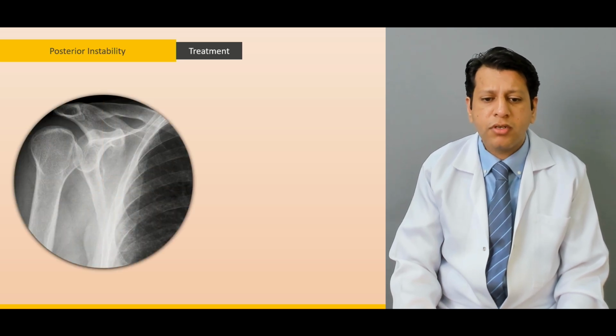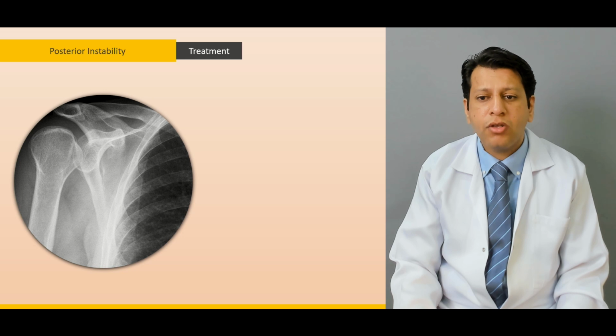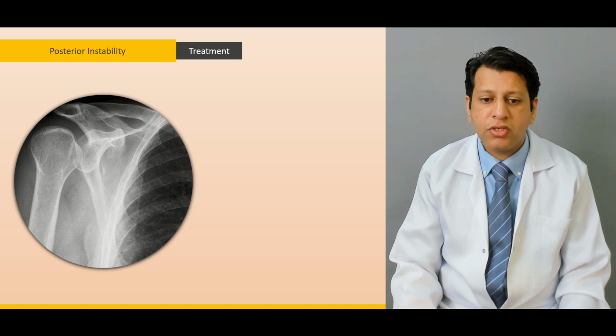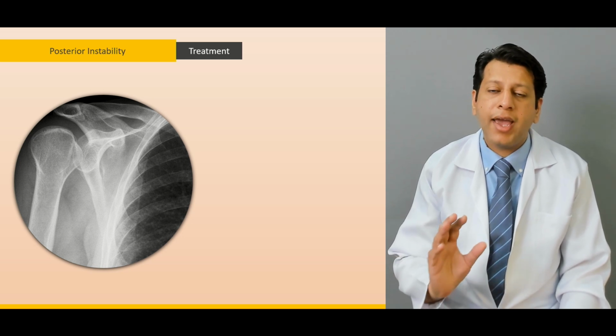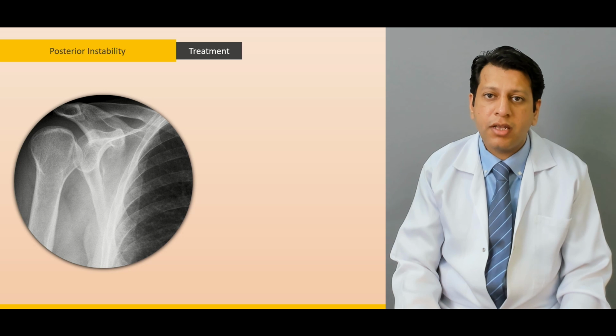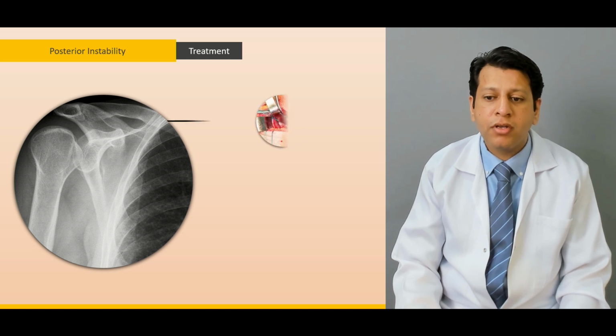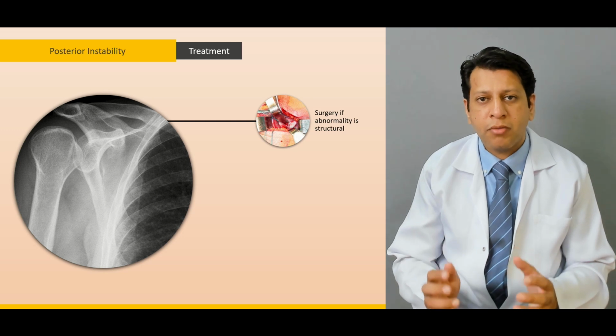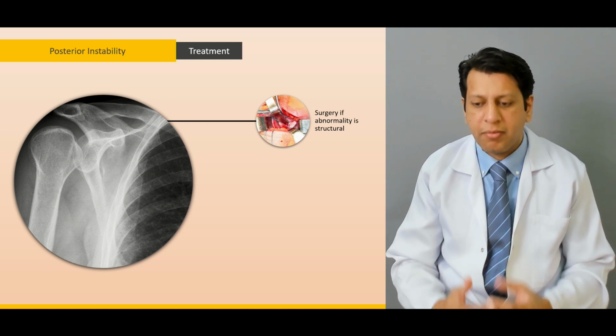Now coming to the treatment. Treatment depends upon what exactly is the cause of the posterior instability and what is the most affecting part. If it is not associated with excessive retroversion, then probably we can only go for surgery to repair the labrum as well as the capsule.